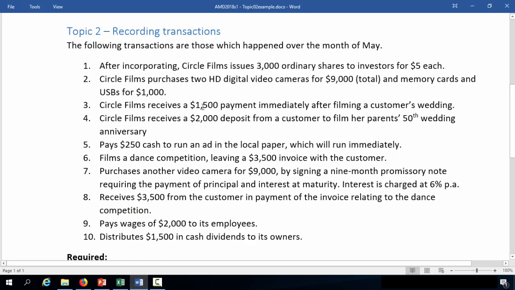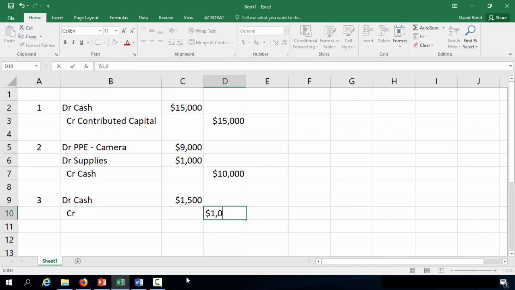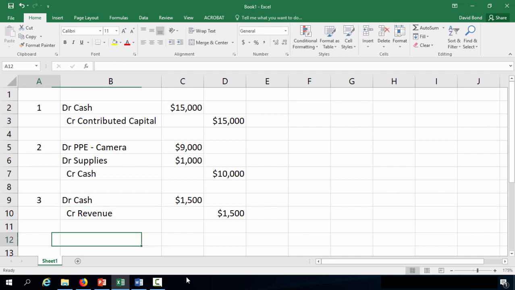Circle Films receives a $1,500 payment immediately after filming a customer's wedding. So they have received cash: debit cash $1,500, and credit something $1,500. Because they have done the work, because they have performed a service, they are allowed to recognize revenue in that case. So debit cash, credit revenue.